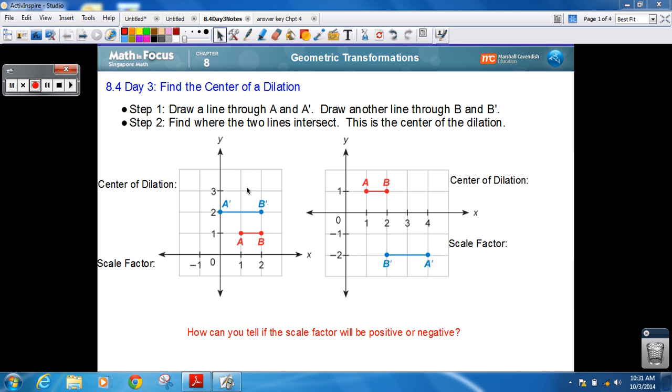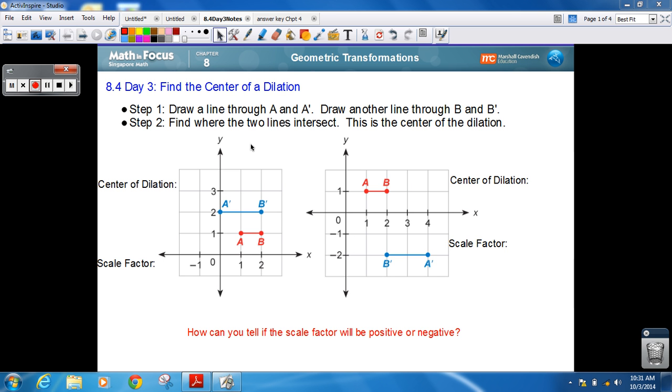Today is our third day for the dilation. The first day we figured out that dilation was either a reduction or an enlargement. The second day we figured out how to draw the image given a dilation. And today we're going to figure out how to find the center of dilation, which I think is actually easier than drawing the image after a dilation.